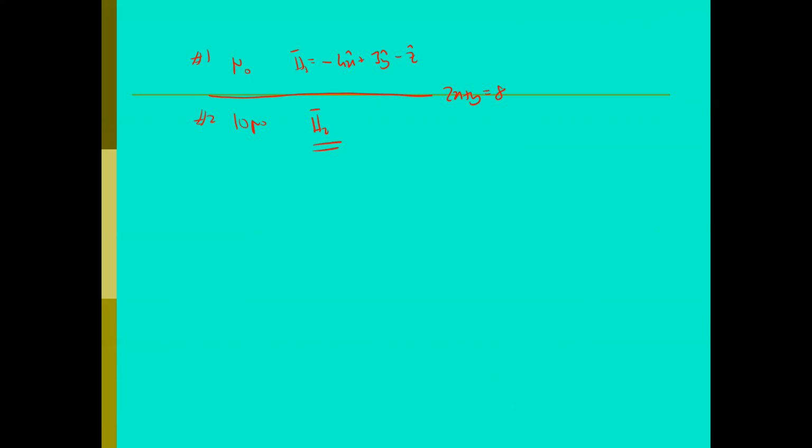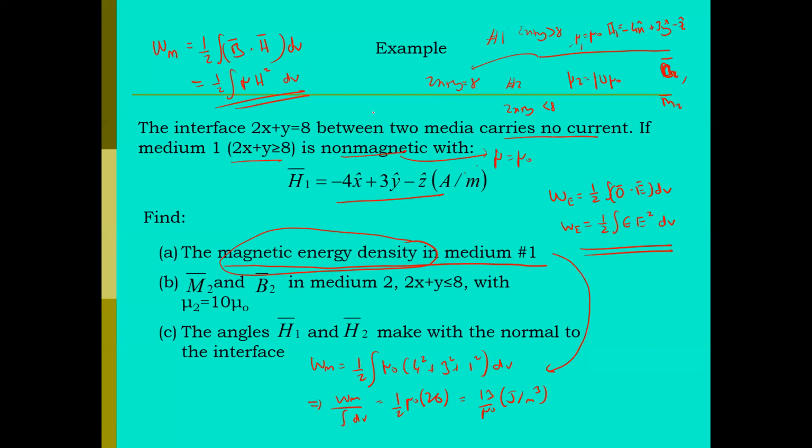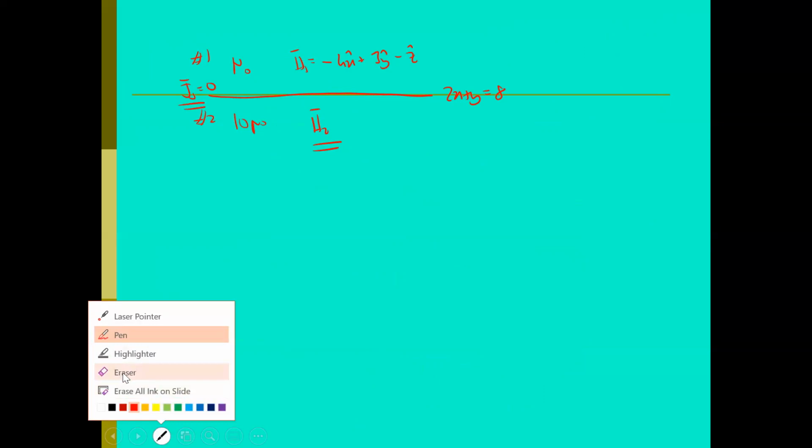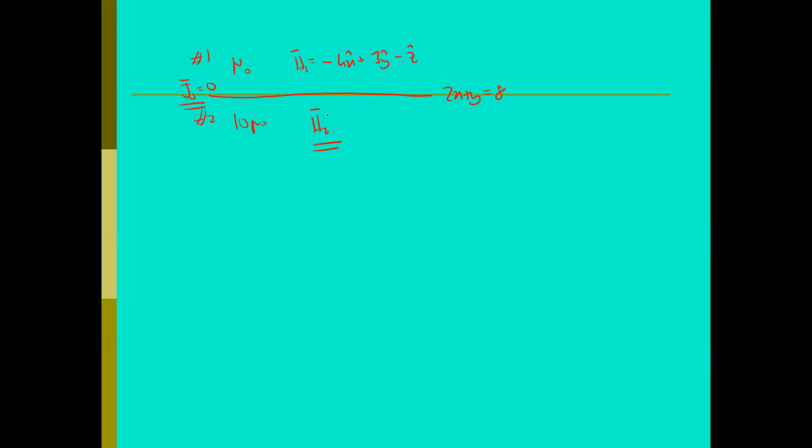This is where we need to apply the boundary conditions. Remember that in this particular case, as mentioned in the question, the boundary or the interface carries no current, which means that Js equals 0. So we can write here that Js is equal to 0. From here, we can proceed with the calculation of H2.